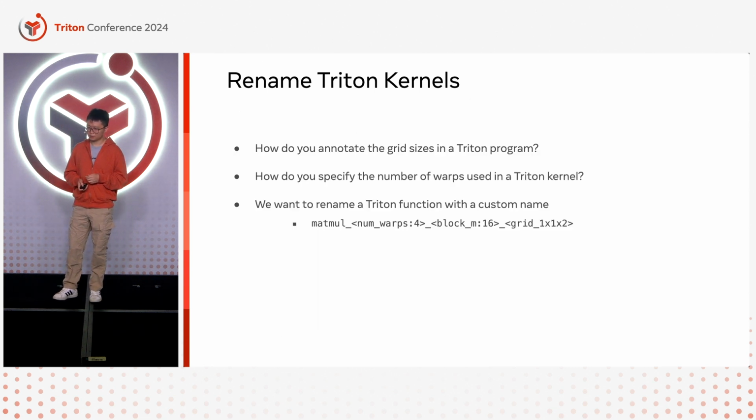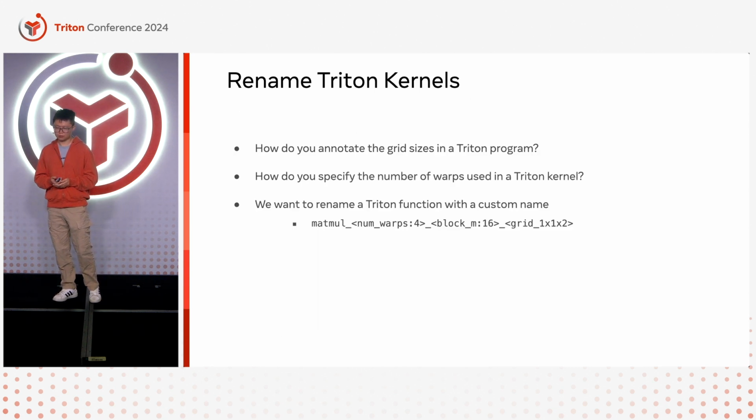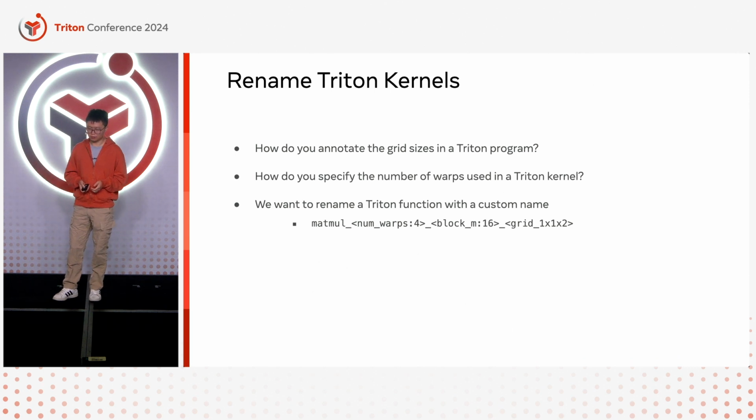In addition, sometimes we are also interested in Triton kernels with different grid sizes, as well as the total number of warps used in each Triton kernel, which could render different performance with different numbers of warps. That being said, we want to rename a Triton function with a customized name, such as matmul underscore, with the number of warps, block size, and the grid dimension.